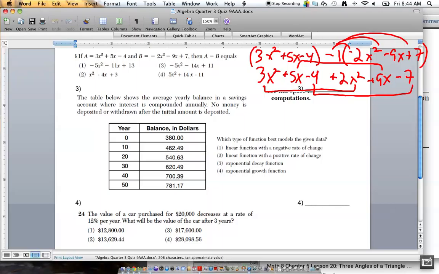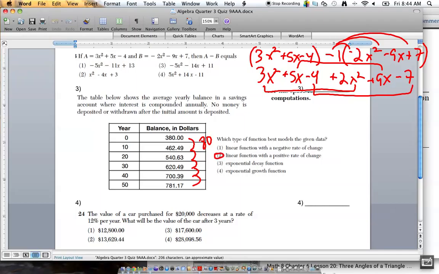Okay, number 3. The table below shows the average yearly balance in a savings account where interest is compounded. No money is deposited or withdrawn. Now, what I want to do is take a look at what the interest is going up by each step of the way. 80. Now, if it's going up by 80 each time, is that linear or exponential? Linear. So therefore, it's either choice 1 or 2. Now, is it going up or down? Up. So that's a positive rate of change, choice 2.